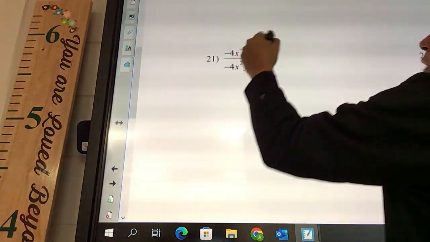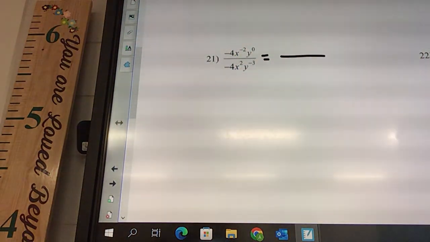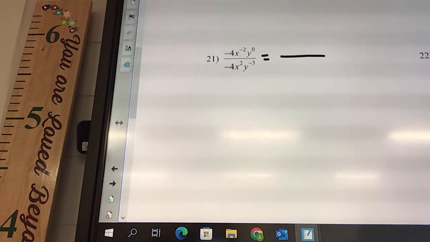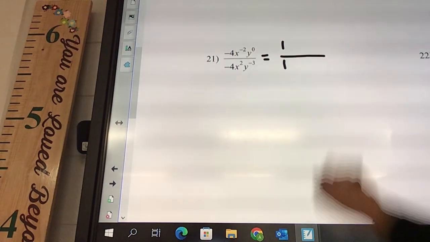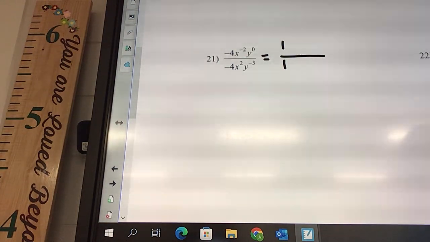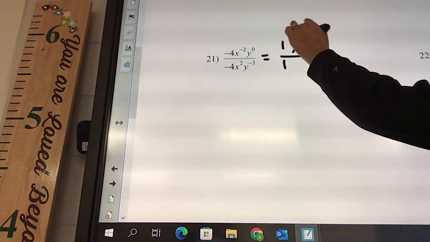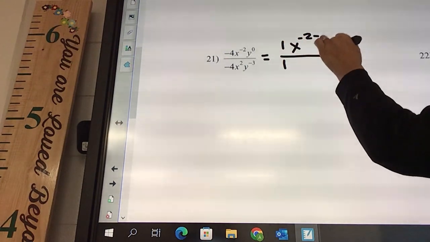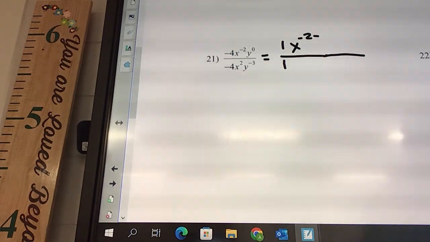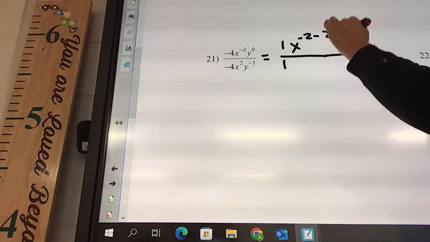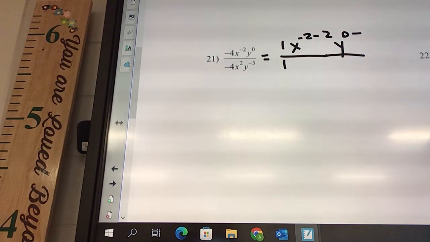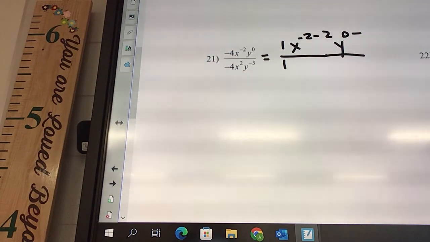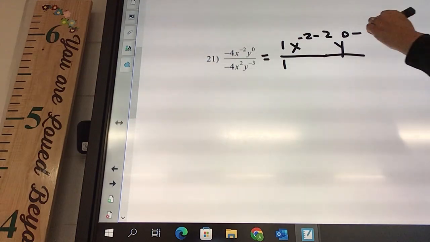Okay, 21. What is negative 4 over negative 4? Type the fraction on your calculator. It's 1 or 1 over 1. Either way works. And then we say x to the negative 2 minus, what's on the bottom? 2. Y to the 0 minus what? Negative 3.